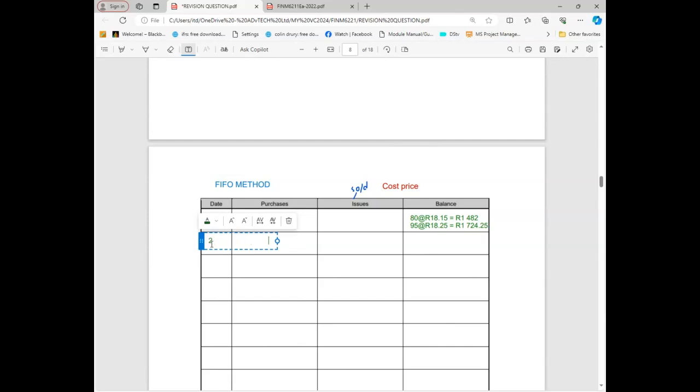And then we go to which column? Issues, obviously, because we're selling 110 units. So here is where it differs. Remember, under average, we were supposed to find the average price. Here we don't have to. Here we have to sell the first stock. We must first sell what? 80.